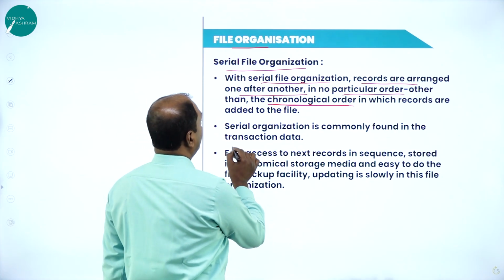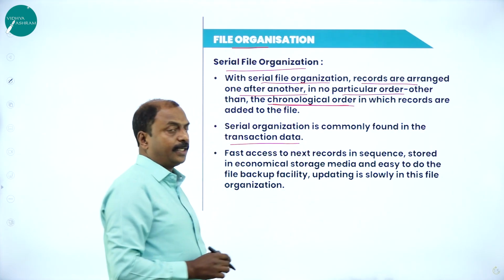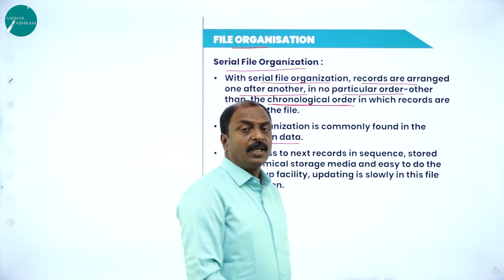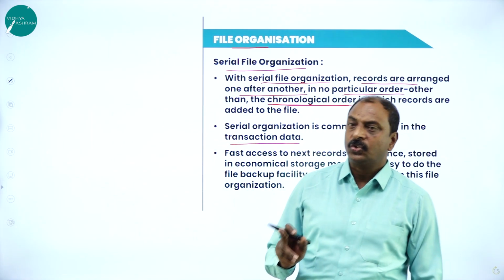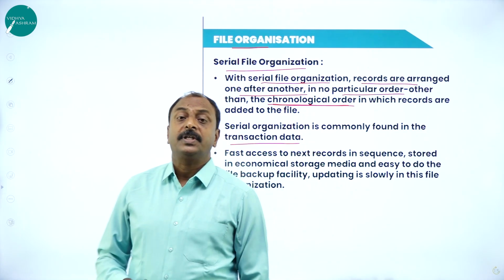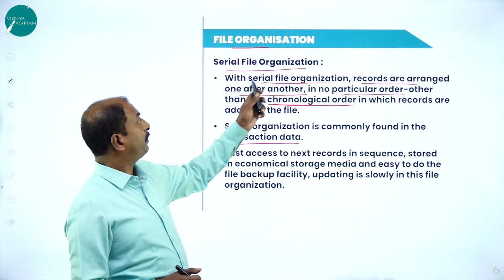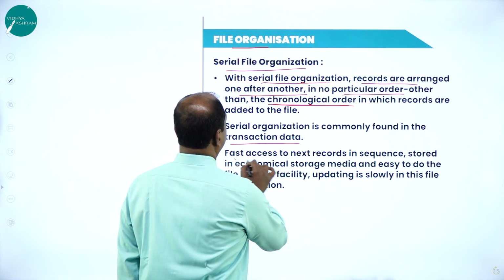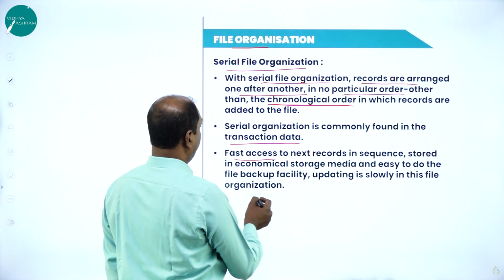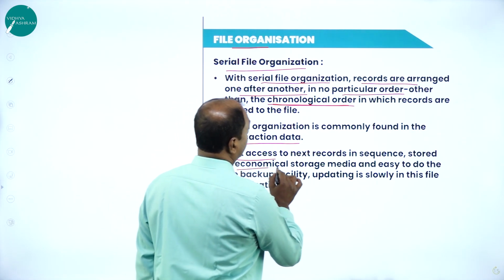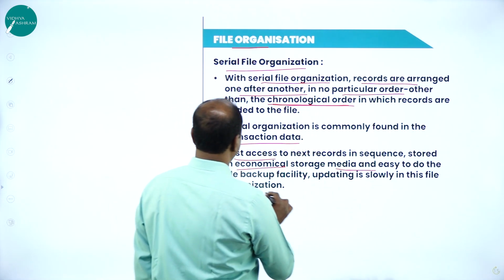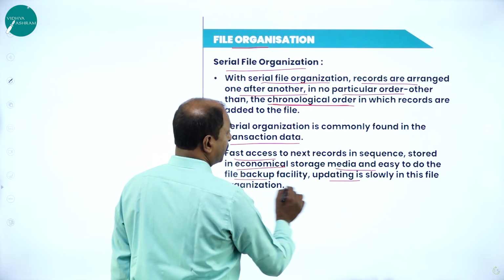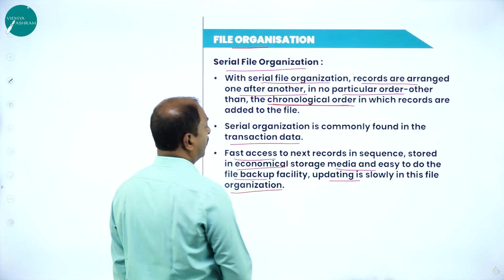Now it is commonly found in transaction data. Transaction data is nothing but, if you take an example of bank transactions, all your transactions are stored chronologically or date wise. That is a very good example for serial file organization. Next, it gives fast access to the next record in a sequence, is stored in economical storage media and is easy to back up. Updating is slow in this file organization.